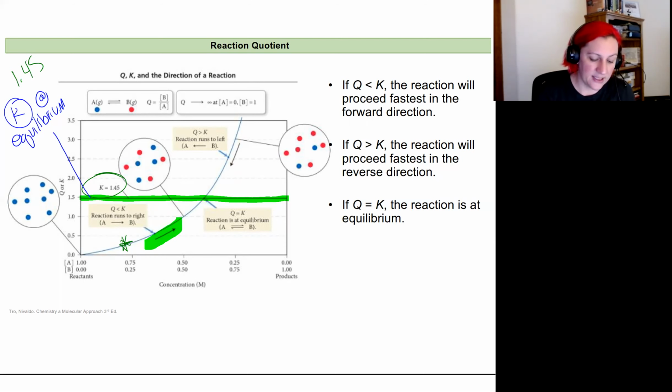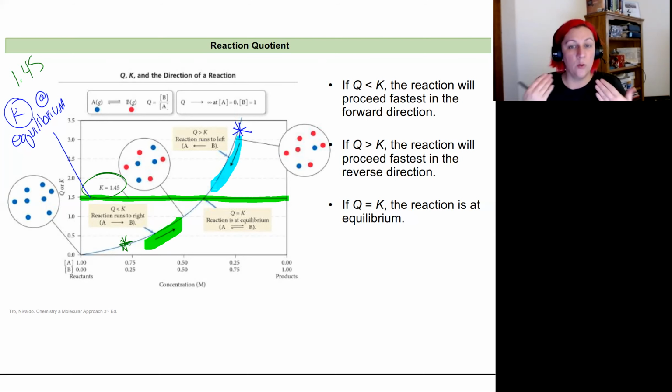Now, if instead I calculate the quotient and I have a number that's larger than 1.45, that means that I still need to form more reactants relative to products before I reach equilibrium. And so we'll see in this case, kind of this net macroscopic picture where we're forming more and more reactants, even though we're forming both reactants and products at the same time. And until I hit that 1.45 number for the ratio between the two for this specific reaction, and I'll see then that the reaction appears to stop, or the concentrations appear to change.